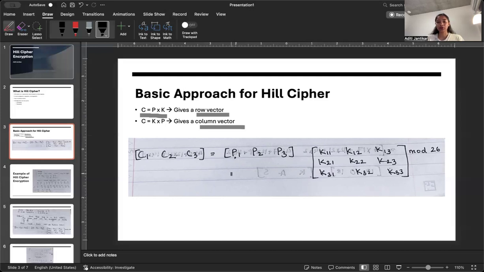So here I'll be going over the row vector approach, where P1, P2, P3 are the corresponding values of the plain text. And this matrix, this square matrix, this 3 cross 3 matrix is a key. And we multiply all of this by mod 26.